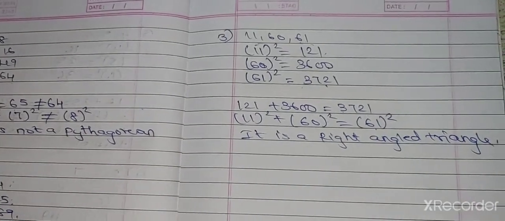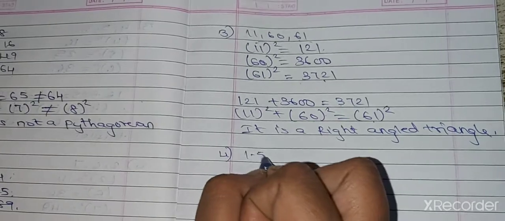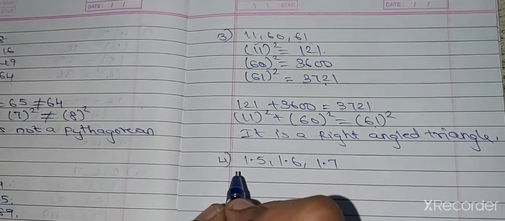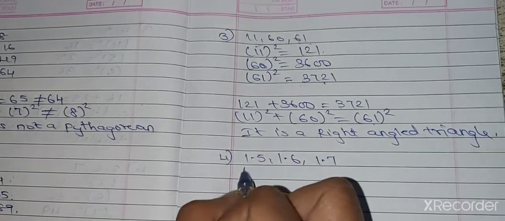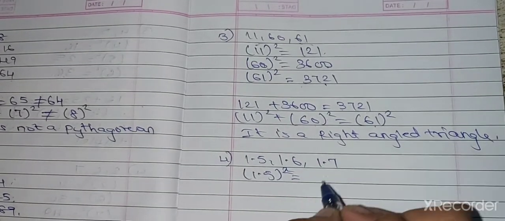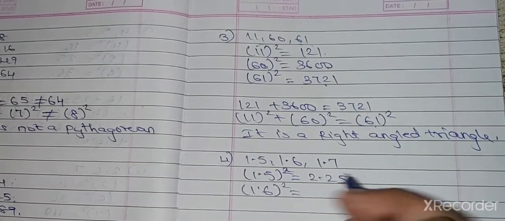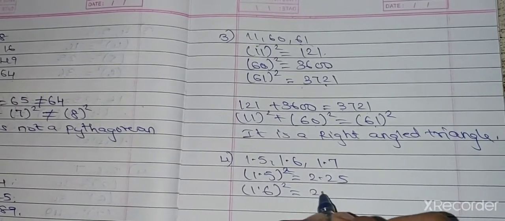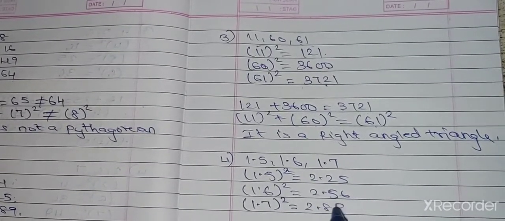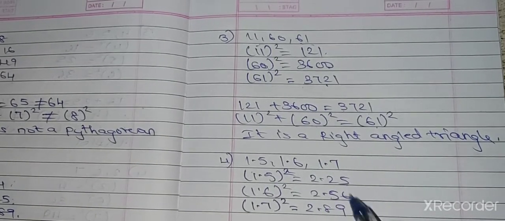Okay, now next sum, fourth one. 1.5, 1.6, 1.7. First of all, find the square of all these three numbers. Square of 1.5 is how much? 2.25. Square of 1.6 is how much? 2.56. Square of 1.7 is how much? 2.89. Which is the biggest number? 1.7. So add these two, you should get this.